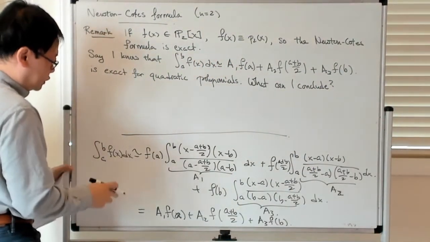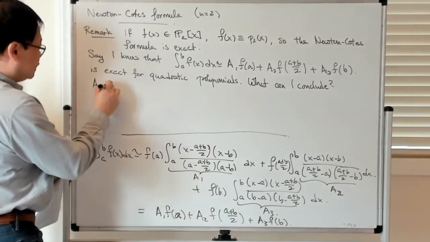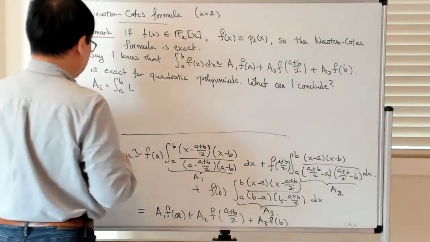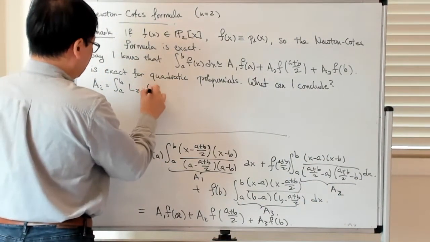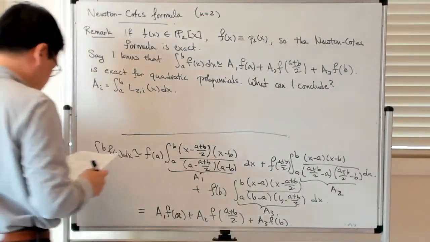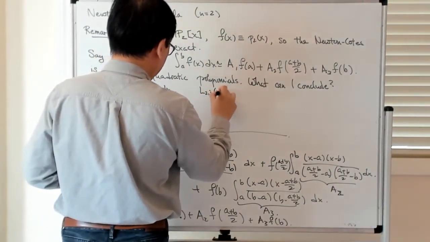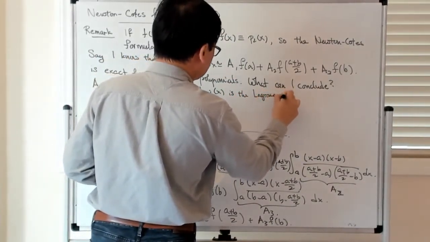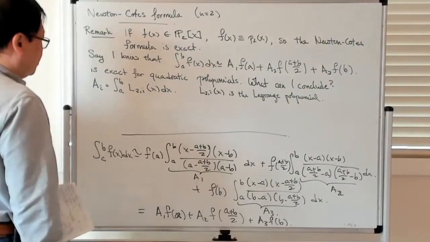What I can do, of course, is check that ai is going to be the integral from a to b of this Lagrange polynomial of degree 2 at the point i, L2i of x dx, where L2i of x is the Lagrange interpolating polynomial, the Lagrange polynomials. And how do I know that?